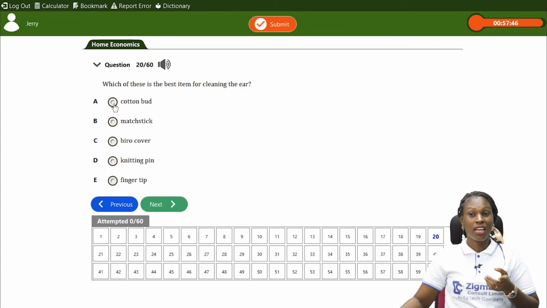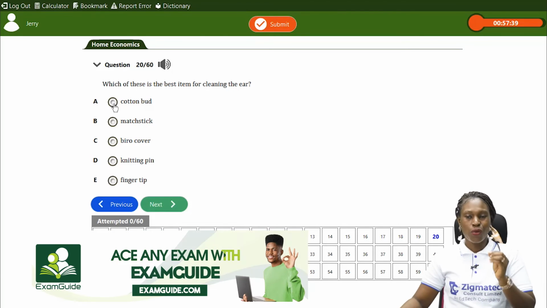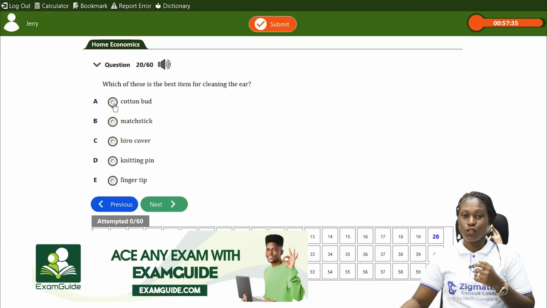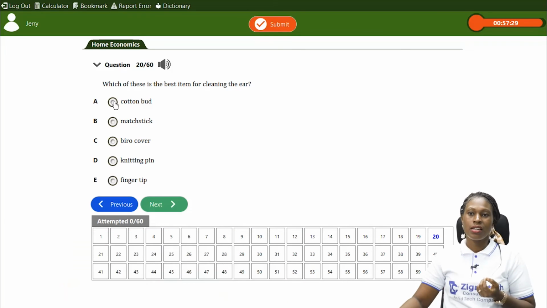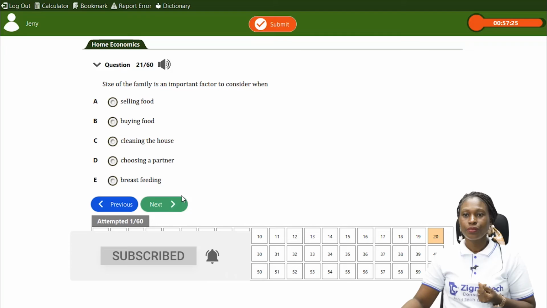And then you need to be very careful too when using the cotton bud. We have a whole lot of fakes out there, so you need to buy the one that is very good before you put it in your ears, and you don't just use them randomly. So the cotton bud is one item that is best for cleaning the ears. Now let's look at the next question.